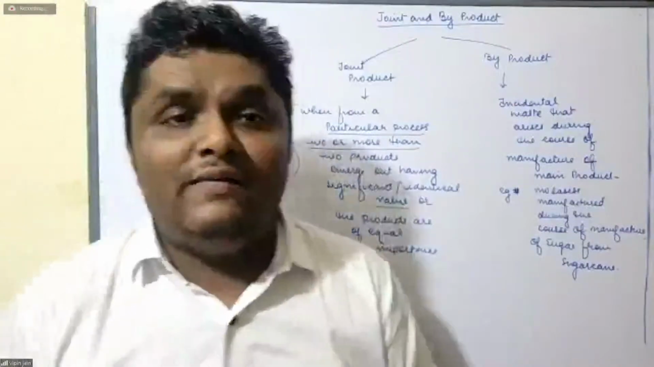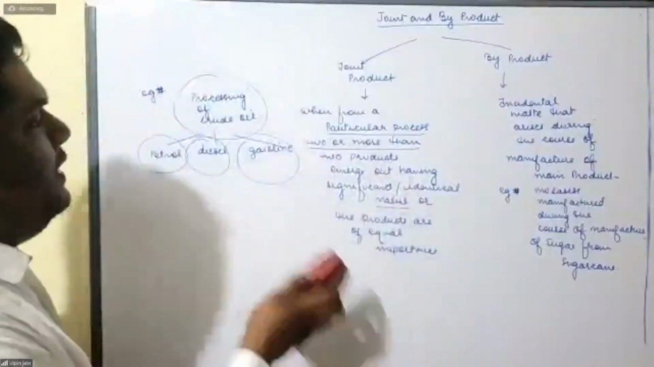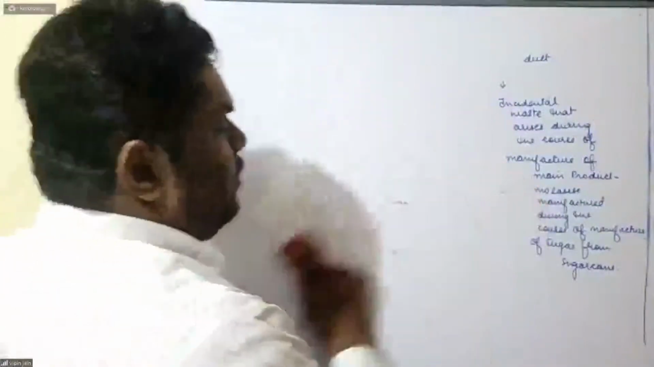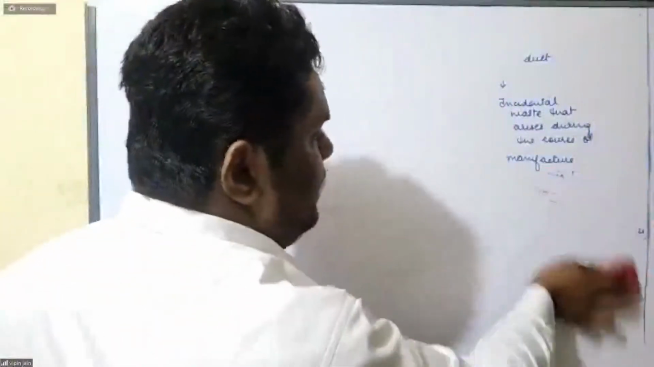So now let's start with this concept of joint and byproduct. The point is how to distribute the joint cost among the two products, or how to distribute the cost of a process among two or more than two products.